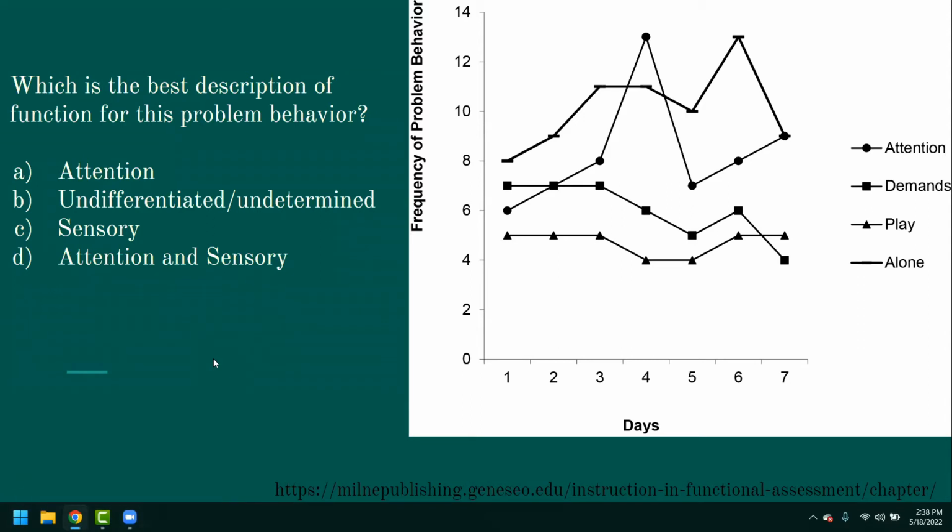Apparently there was just one undifferentiated or undetermined. And that's okay. If they're all jumbled together, you really can't determine. But I think we could say pretty clearly that the play condition worked as a control. It was lower.